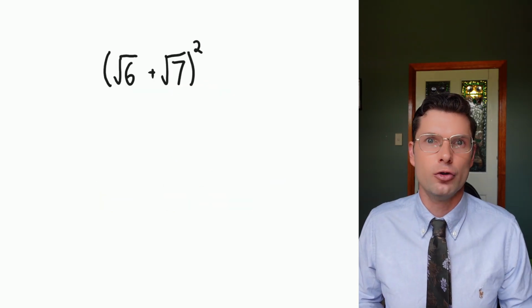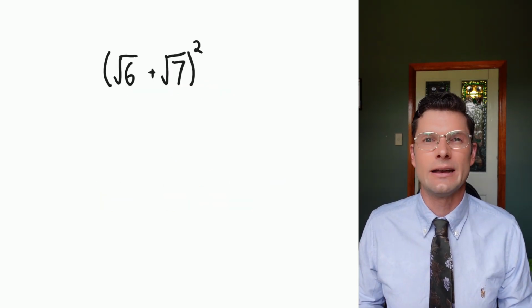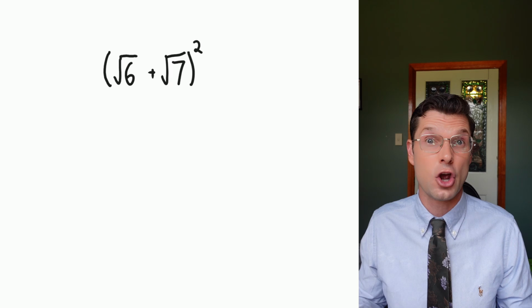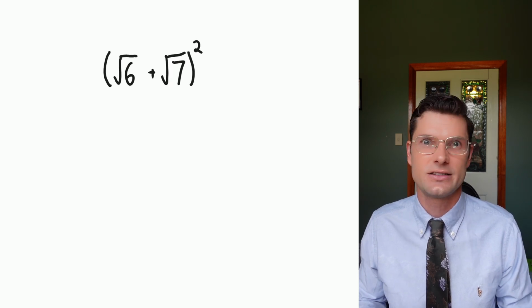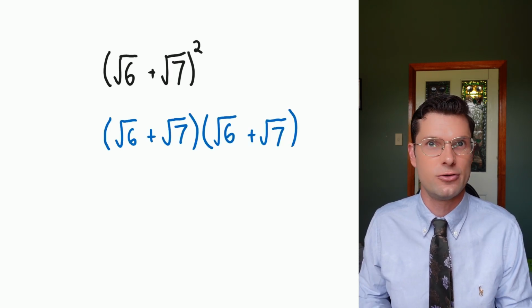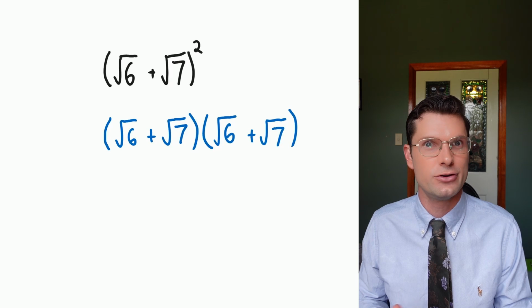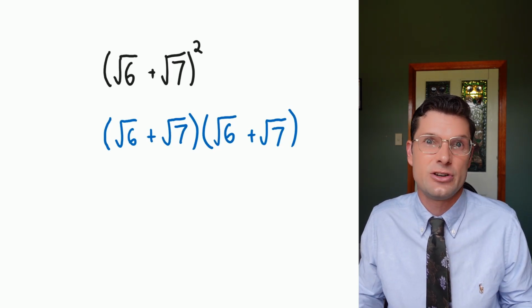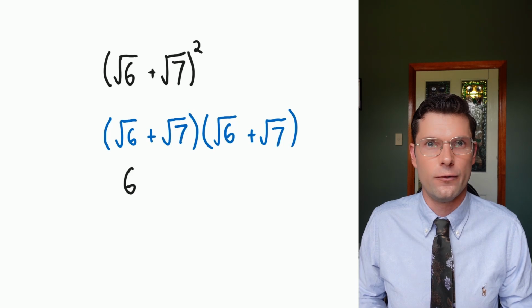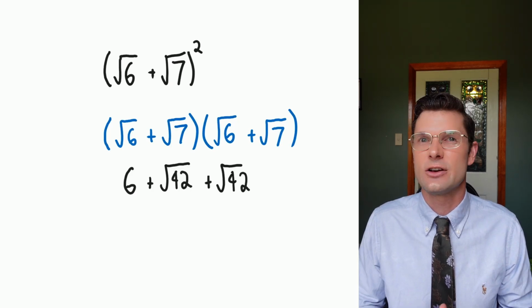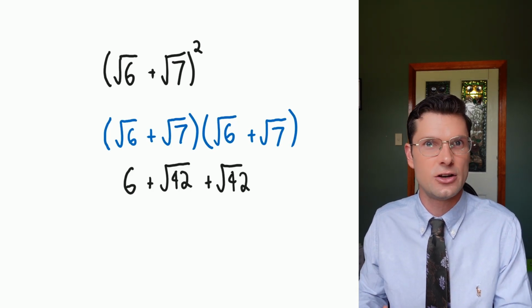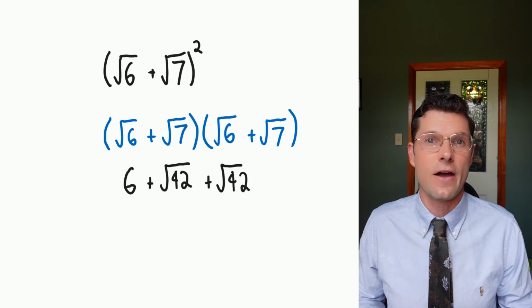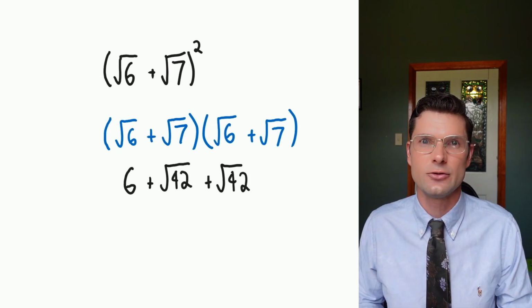So for this next one, we've got root 6 plus root 7 all squared. And I'll actually give you a mark if you show me exactly what this means. Because it's squared, I've got root 6 plus root 7, all multiplied by root 6 plus root 7. So now I'm doing my FOIL, so root 6 times root 6, which is just 6. Now I've got root 42, but I've actually got that twice because root 6 times root 7 is root 42, and that happens twice.